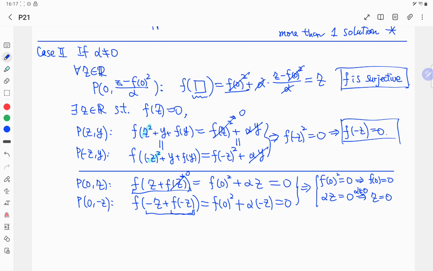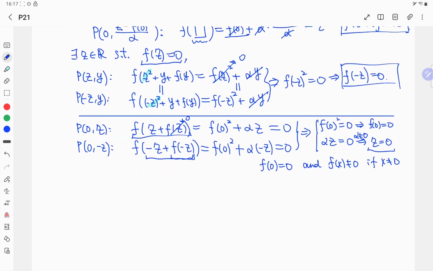Okay, so it really implies that f(0) equals 0 and f(x) is not equal to 0 if x is not equal to 0, because we suppose f(z) equals 0, and finally we find that z is equal to 0. So which means for all other values of x, f(x) won't be 0. Okay, so this is an important result up till now.